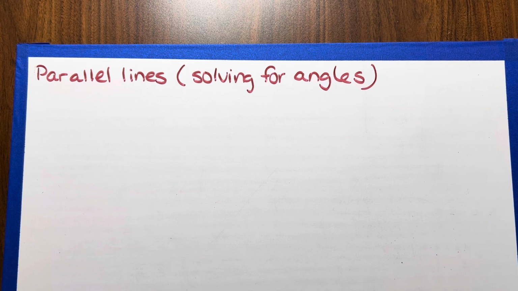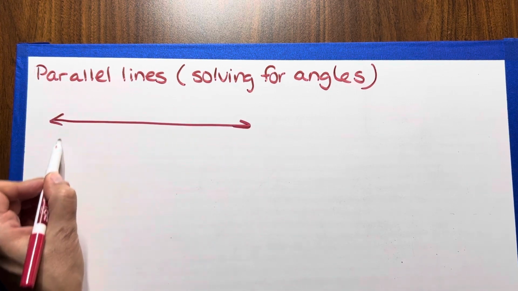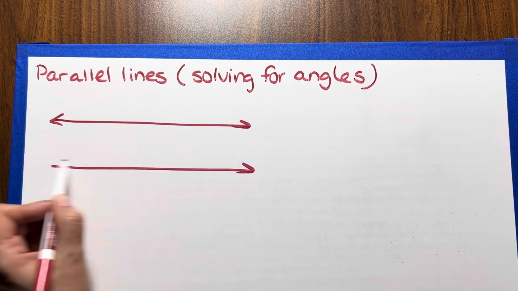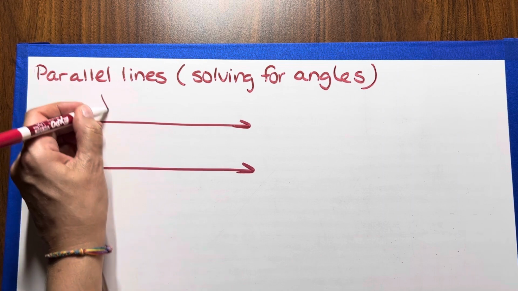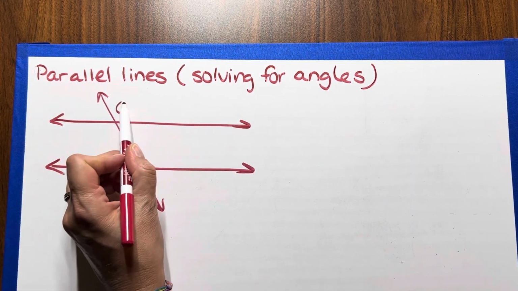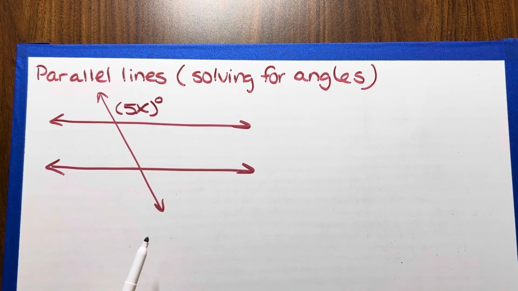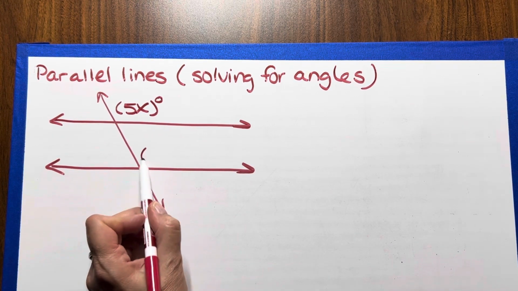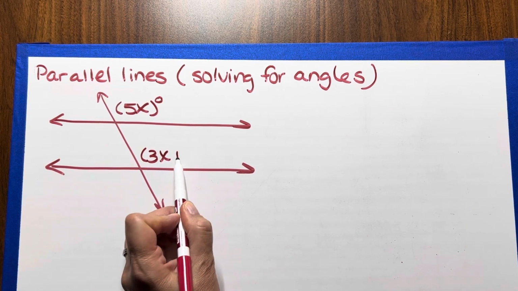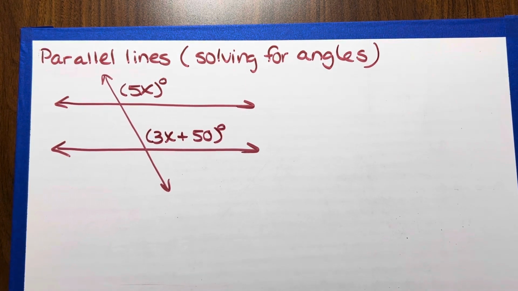Today's topic is parallel lines and solving for angles within parallel lines. So here's our first diagram. Here are my parallel lines cutting through with my transversal. My angle up here is 5x degrees. My angle down here is 3x plus 50 degrees.